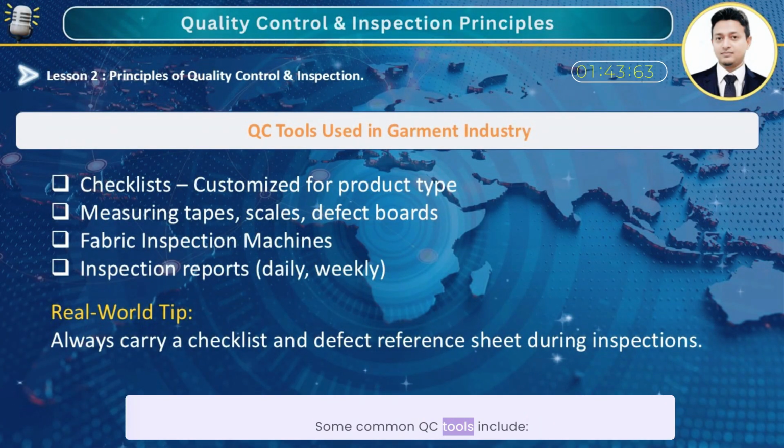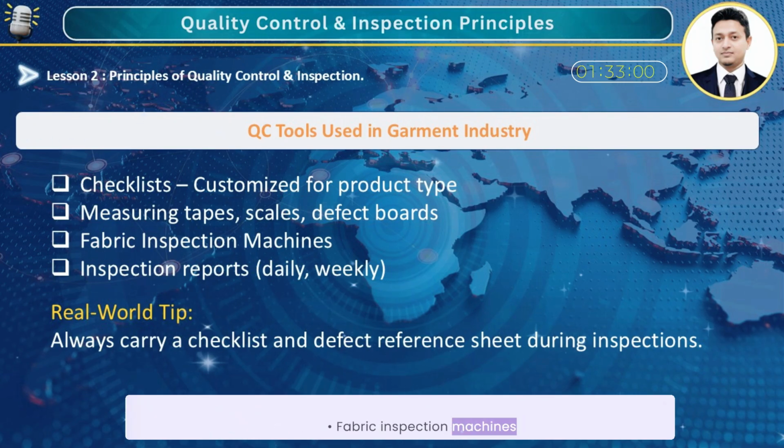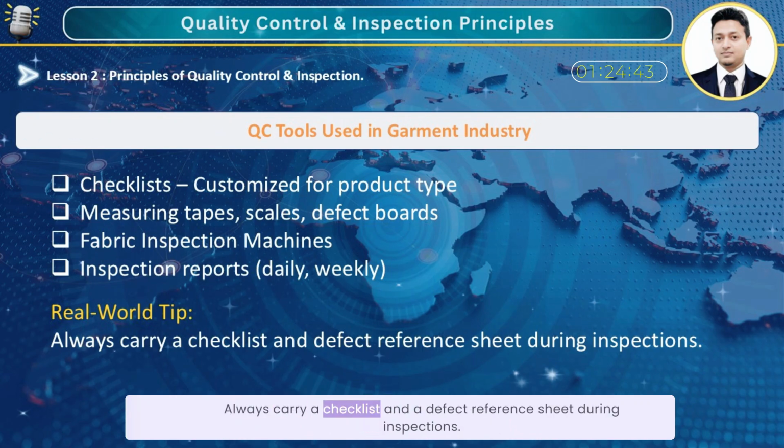Some common QC tools include checklists, customized for product type, measuring tapes, scales, and defect boards, fabric inspection machines, and inspection reports, daily or weekly. Here's a real-world tip. Always carry a checklist and a defect reference sheet during inspections.